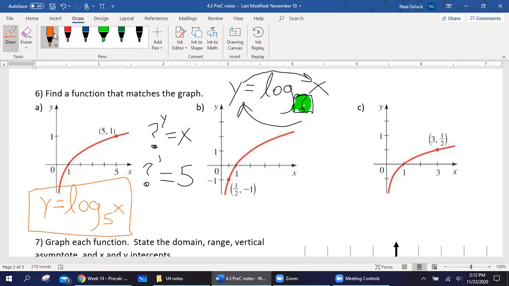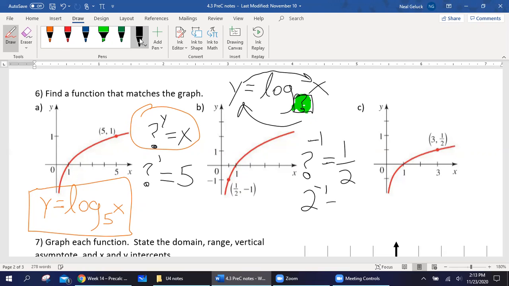Similar concept on the next two. I'm going to put basically the x and y into this and try to figure out what the question mark must be. So on letter B, something to the -1 power has to equal a half. Well, -1 would mean flip it. This would be the number 2, because 2 to the -1 would flip and become a half. So the question mark on this is the number 2.